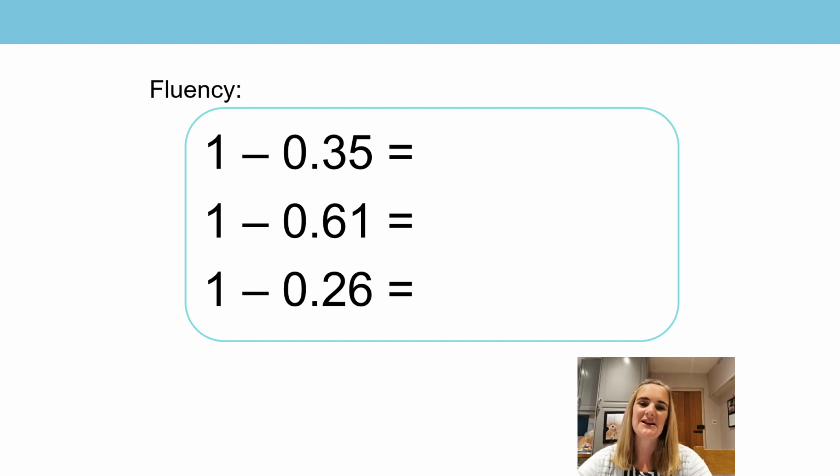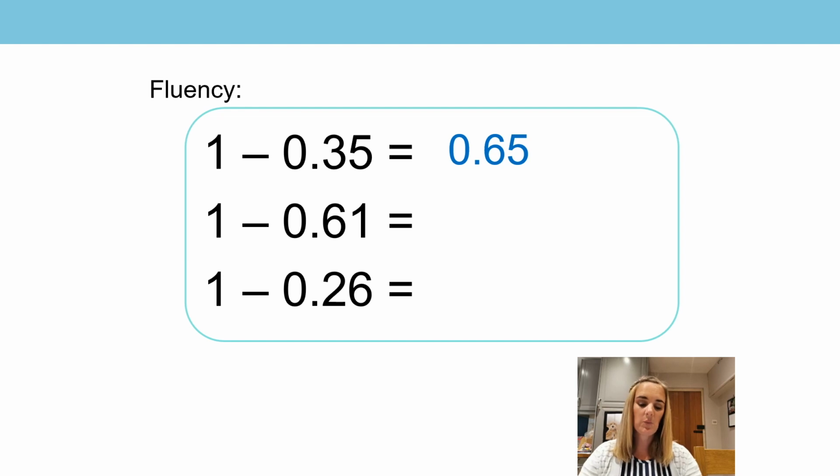Okay, have you managed that? Let's have a look at the first one. 1 subtract 0.35. 0.65. How did you know? Yeah, so 1 is worth 100 hundredths, and 0.35 is worth 35 hundredths. Well, I know 100 subtract 35 is 65, so 100 hundredths subtract 35 hundredths must be 0.65 or 65 hundredths.